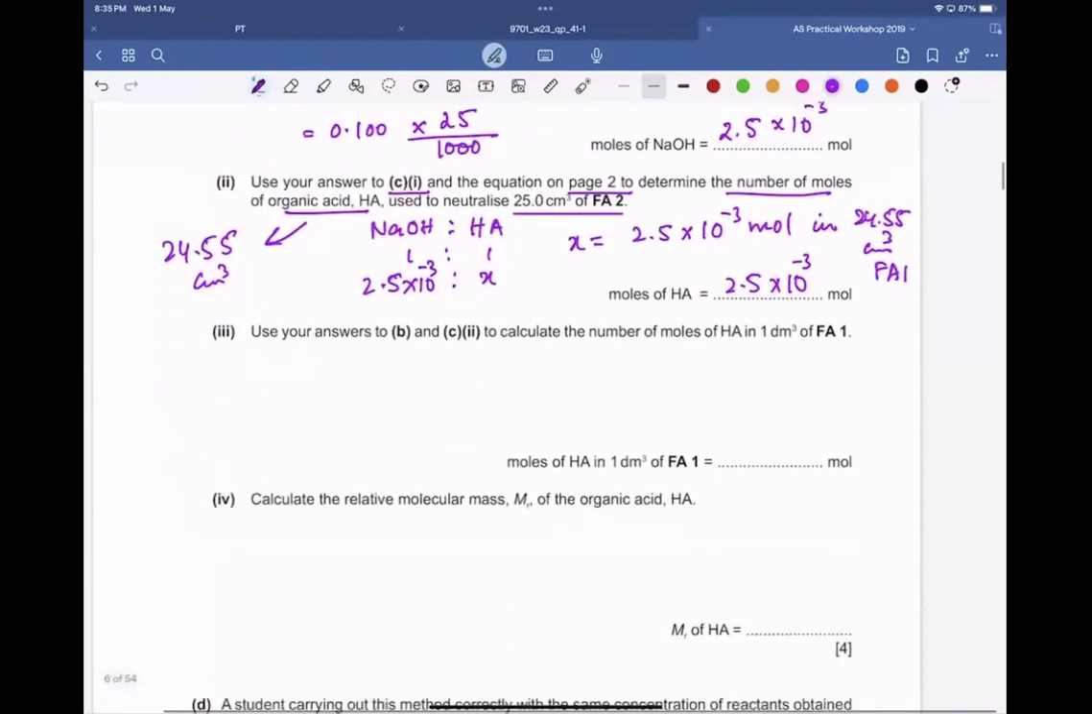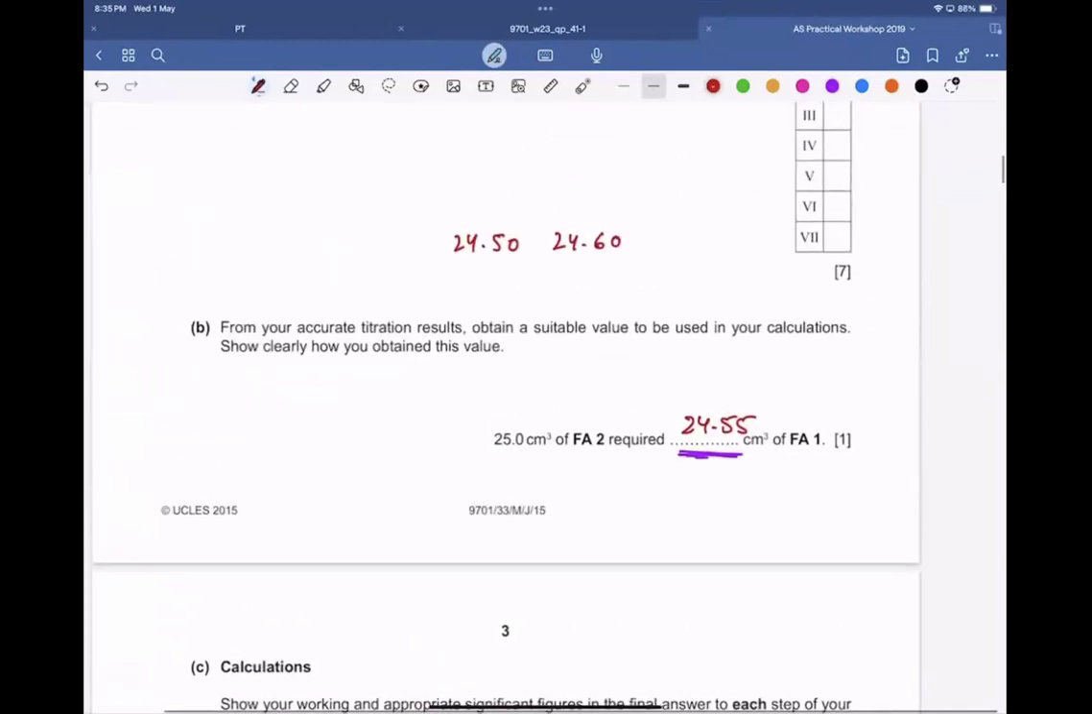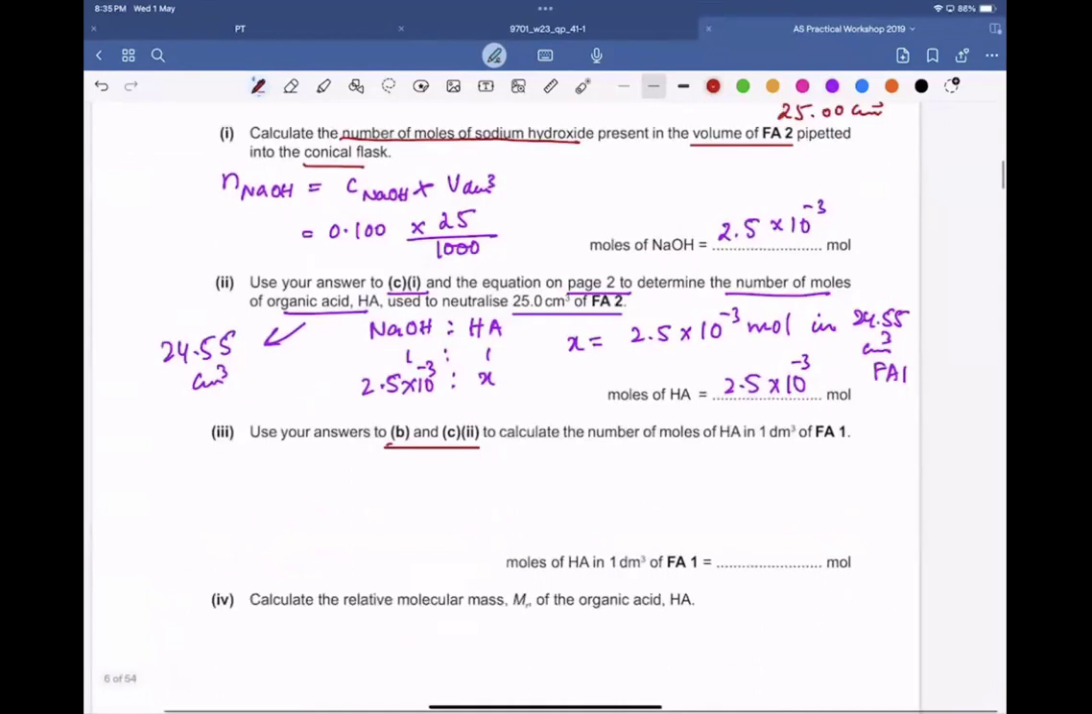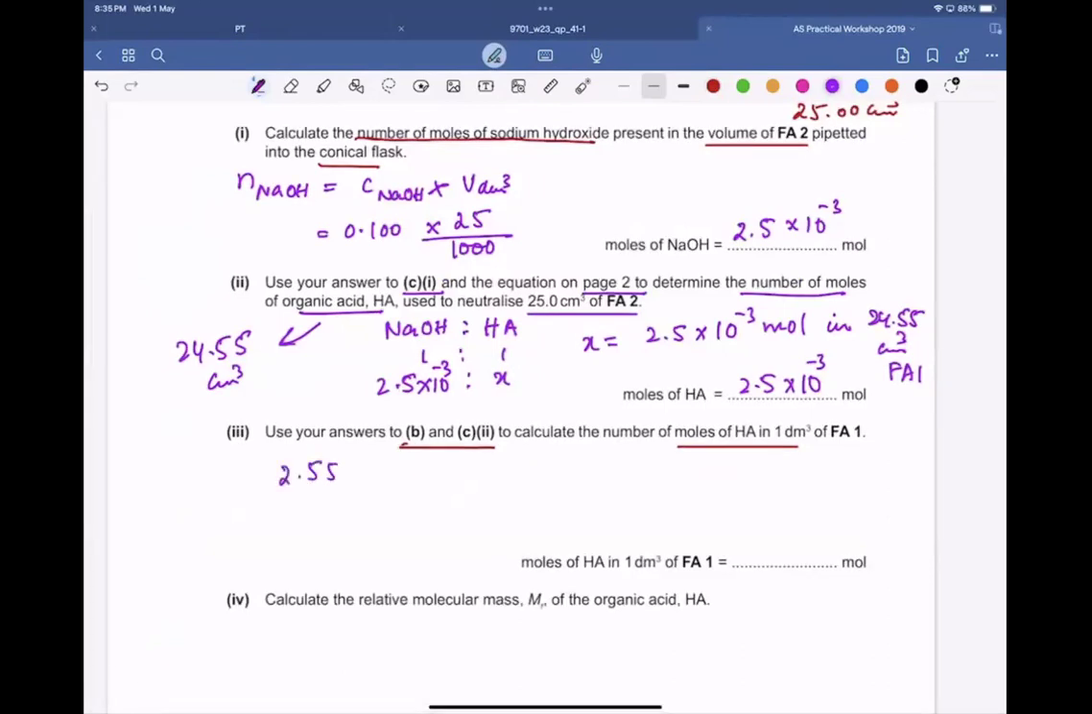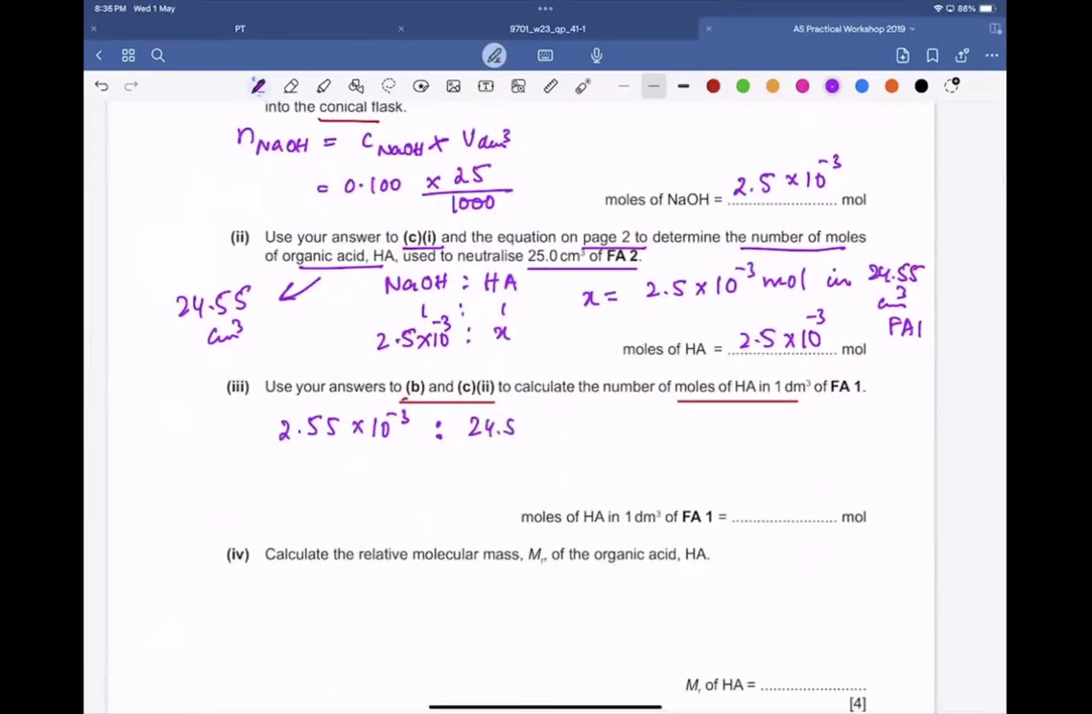Okay. Now, use your answer to B and C2. Okay. In B, we have a volume. Calculate the number of moles of HA in 1 dm cube. So from C2, we got the moles of acid which are 2.5 exponent minus 3. And from B, we got the volume in which these moles are, which is 24.55 centimeter cube, right? Now, if you see it's 1 decimeter cube, which means that it's 1000 centimeter cube. So in 1000 centimeter cube, the number of moles would be X. Is this clear?